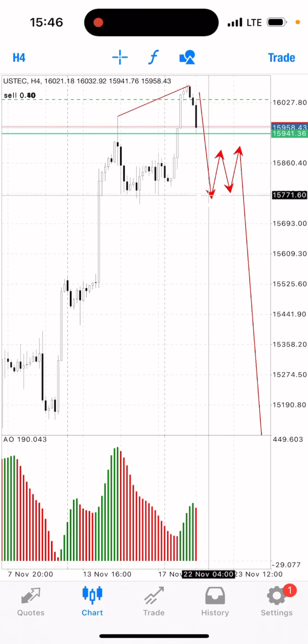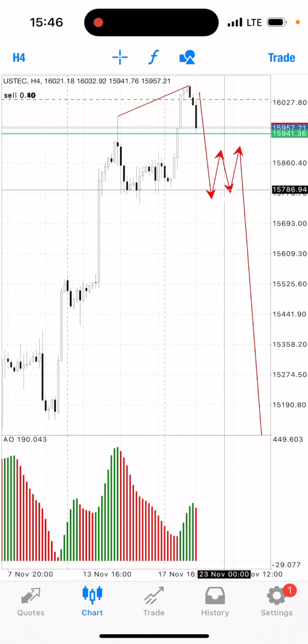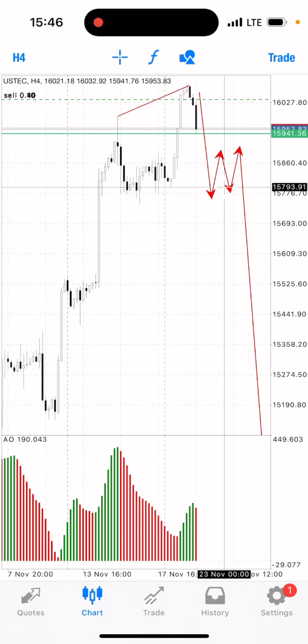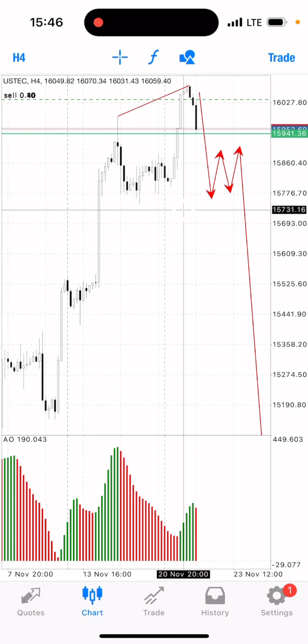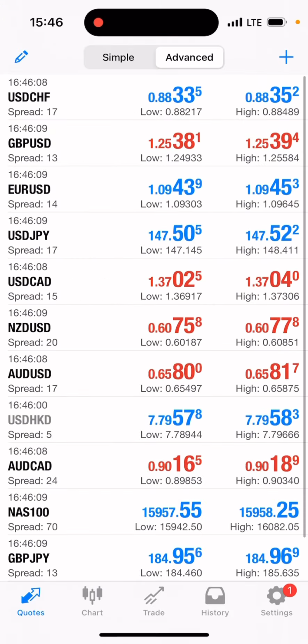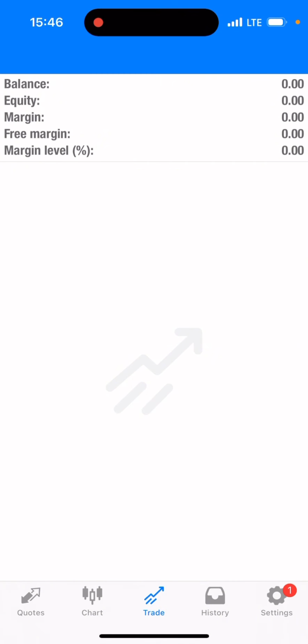If it drops to this level, either it consolidates and then continues dropping, or it starts dropping. But I'm going to be watching how the market reacts to this level here. So guys, that is how I did it.